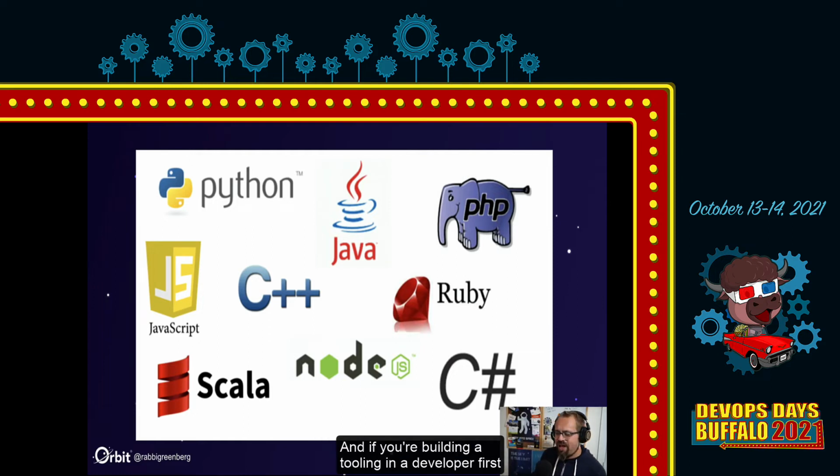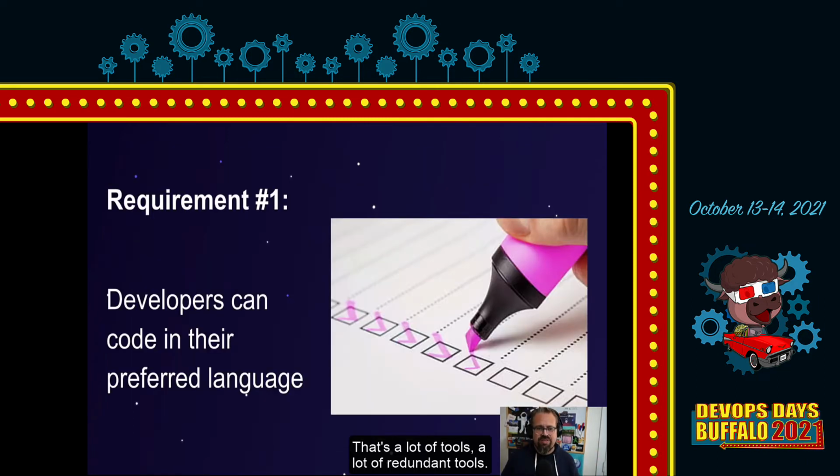And if you're building tooling in a developer first or developer plus kind of space, you need to build redundancies, because you will have users who like to work in tooling in Python or Java or JavaScript or C# or C++ or PHP, and you need to make sure that you can accommodate all those folks. That's a lot of tools, a lot of redundant tools. So requirement number one for us at Orbit, as we were building these community integration tools, was, and we're going to talk about what they were in just a moment, that developers can code in their preferred language.